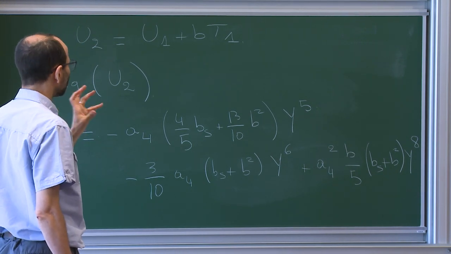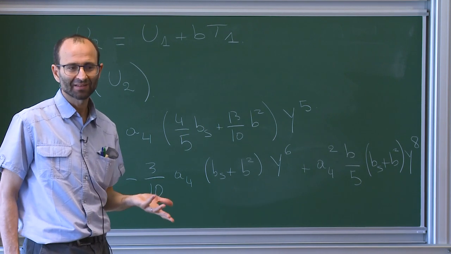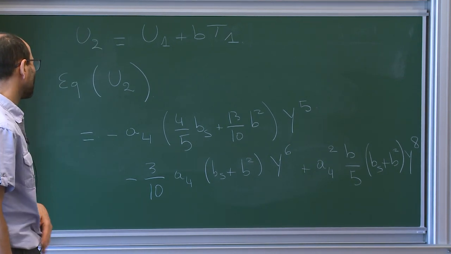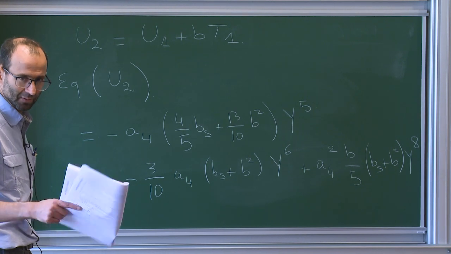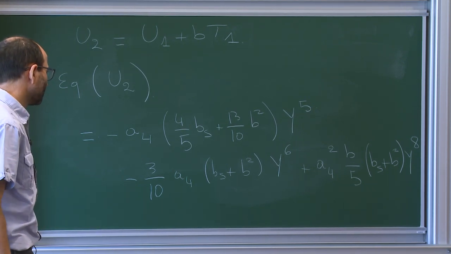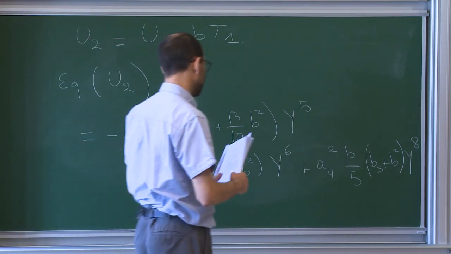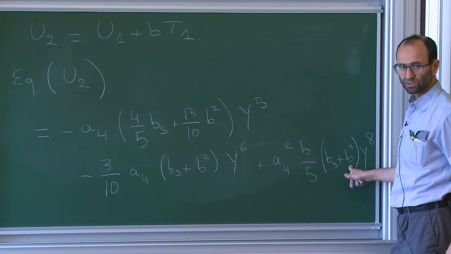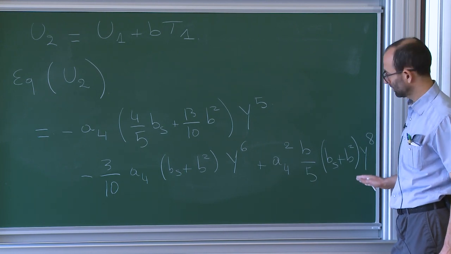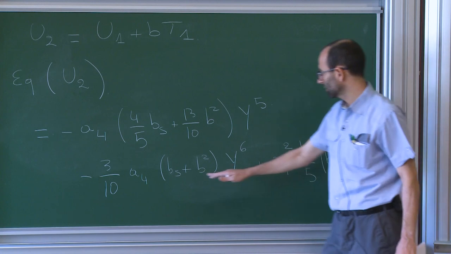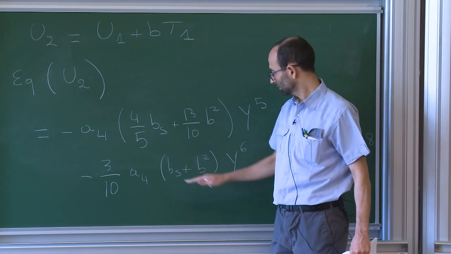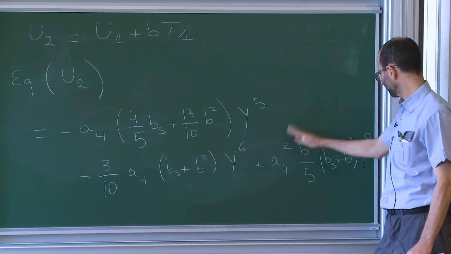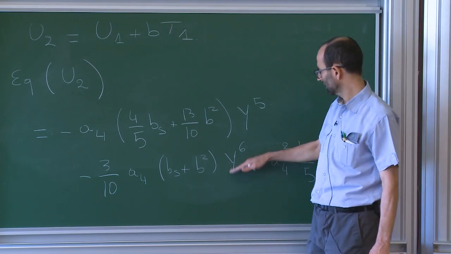Now comes the place where I want to tell you what B is, how I should choose B. And this is also a little bit inspired by works of Ronk and Pierre. You look here and you see the term which has y to the 8 has a B times B2. So this is B3. So this coefficient is smaller than this one and this one. So you can convince yourself that you can forget about this one at this level. So you have this one and this one.